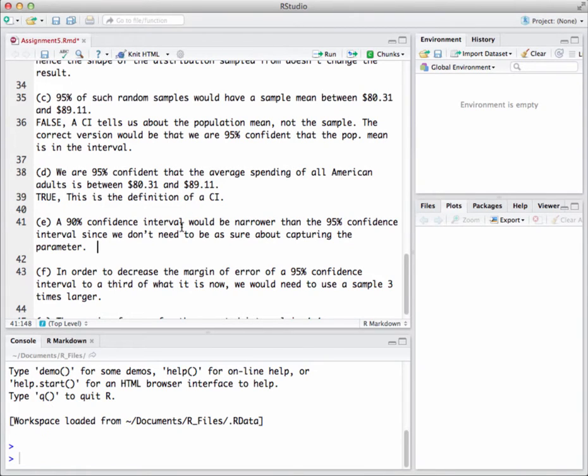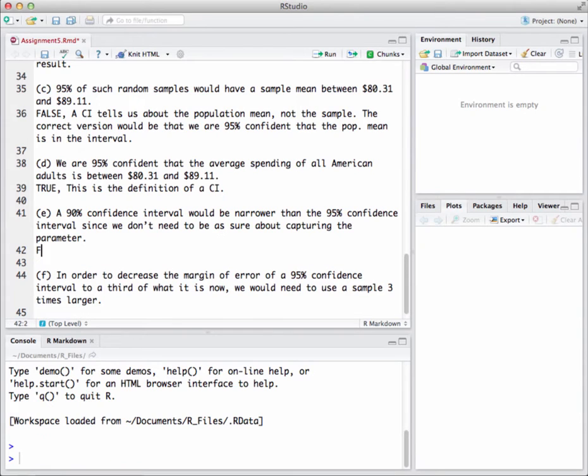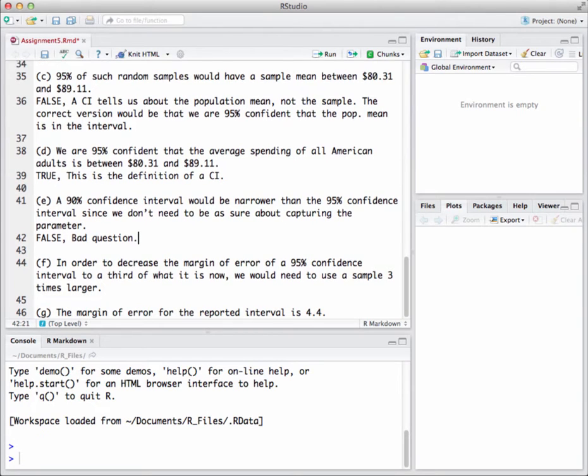Okay, part E: a 90% confidence interval would be narrower than a 95% confidence interval since we don't need to be sure about capturing the parameter. I'm not going to torture this one. It's a kind of badly written question, but we need to do it. What they really meant to say is that the 90% confidence interval, yes, is going to be narrower, but it's not because we don't need to be sure about capturing the parameter. It's narrower because Z star is going to be smaller. That's why your confidence interval is narrower. So this one is false. Bad question. Let's just leave it at that, okay?